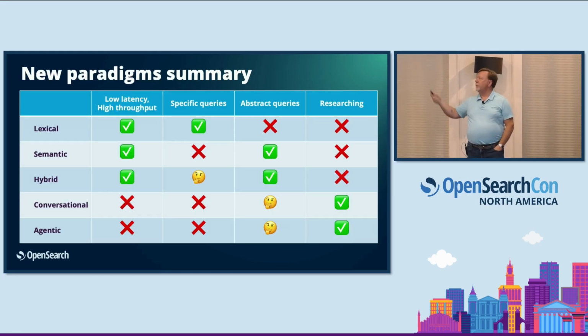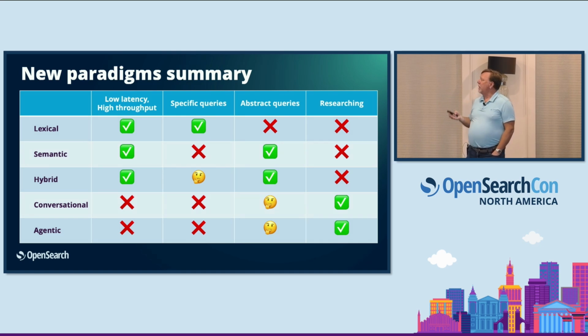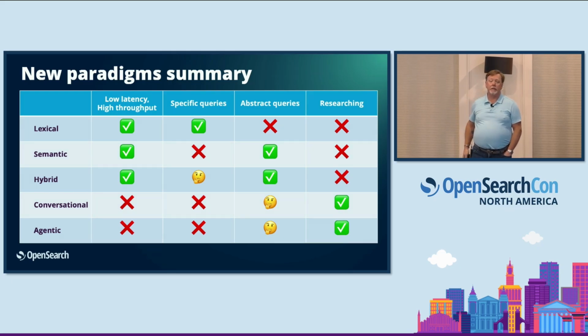So just a quick summary on a few dimensions: lexical, semantic, hybrid, conversational, agentic. If you're looking for low latency, high throughput, lexical, semantic, hybrid, those are going to give you your low latency, high throughput kind of results. If you have very specific queries, lexical, and to some extent, hybrid. If you have really abstract queries, semantic, hybrid, maybe conversational, maybe agentic. If you're doing researchy kinds of use cases, conversational and agentic, right?